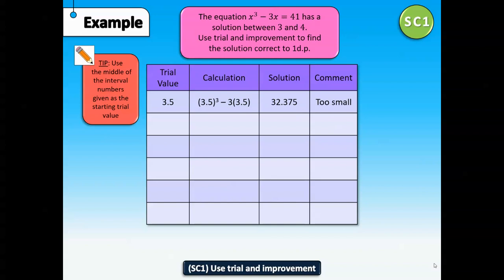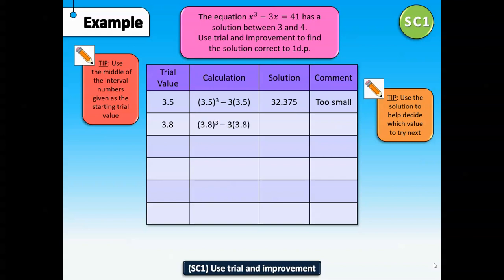So we're going to try a number bigger than 3.5, but still between 3 and 4. So I'm going to try the number 3.8 and see what this answer gives me. If I substitute 3.8 into the equation, I get an answer that's 43.472. So this is bigger than 41. So 3.8 is too big. So I'm going to try an answer that's less than 3.8, but bigger than 3.5. So I'm going to try 3.7.